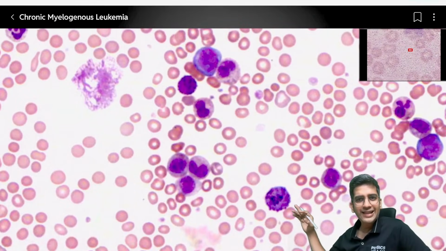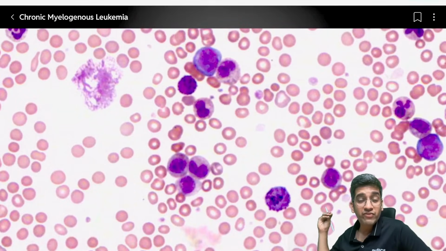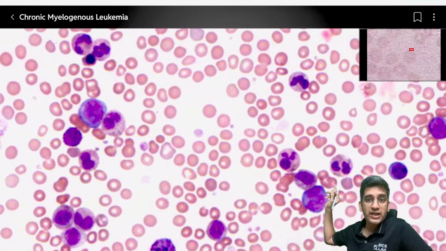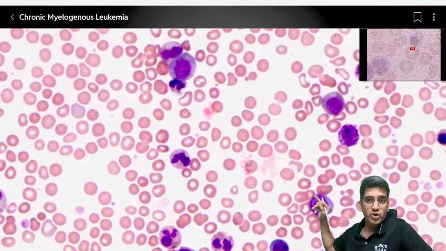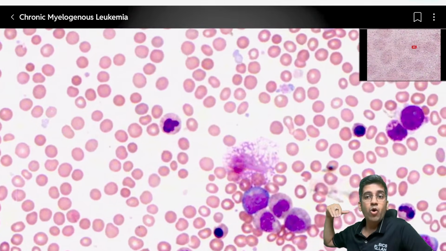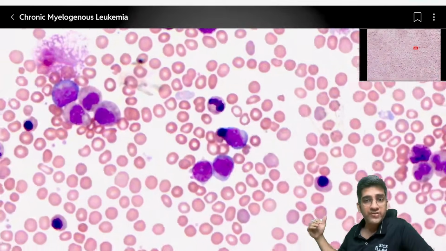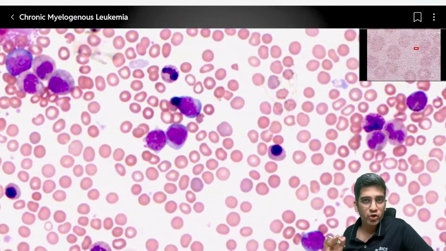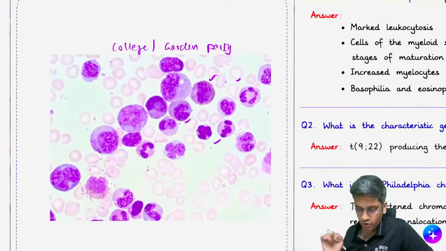That's a degranulated basophil. You can see the very bright blue granules. That's a basophil. I have a blast. I have a maturing cell. I have immature cells, all of them. Again, this is a degranulated basophil. This is an NRBC. So when you have all these maturing stages, the first thing which comes to my mind is chronic myeloid leukemia. By default, it has to be chronic myeloid leukemia.